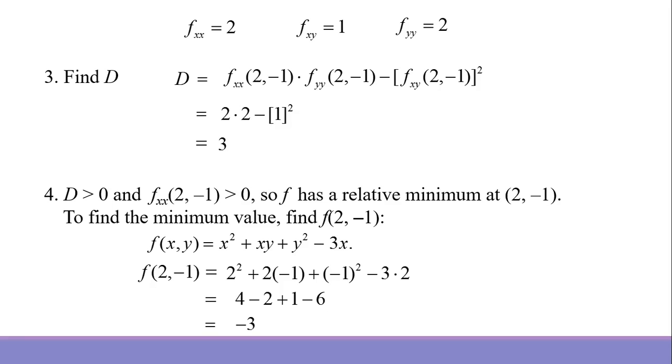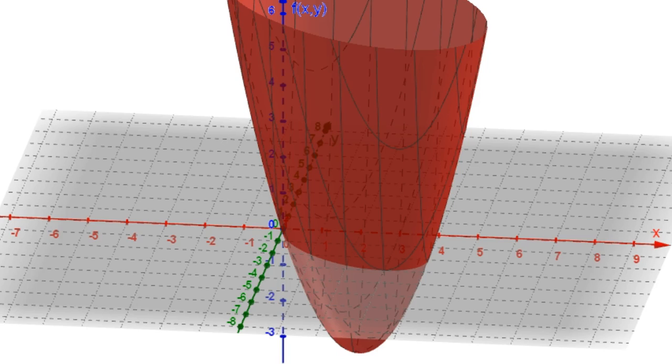Now you're not going to be asked to graph anything in three-dimensional space, but to give you a better idea of what we've just done, let's take a look at the graph of this function and see if we can find this point 2, negative 1, negative 3 on the graph. Here's what the graph of the function looks like in three-dimensional space. So what you'll notice is that the x-axis is the red axis that's going more or less horizontally. The y-axis is the green axis, and then the z-axis is the vertical axis.